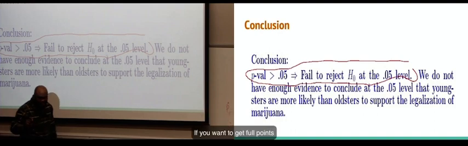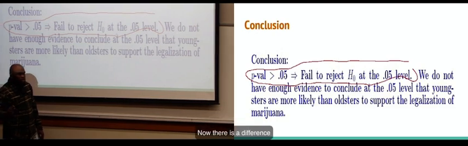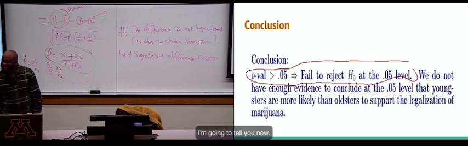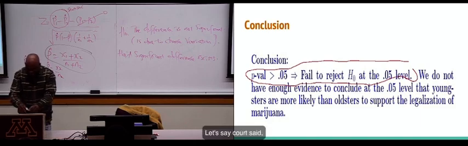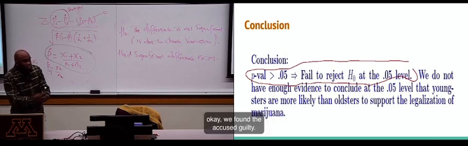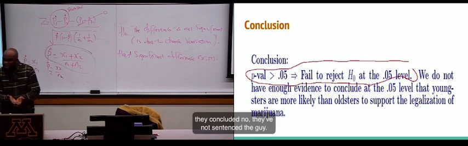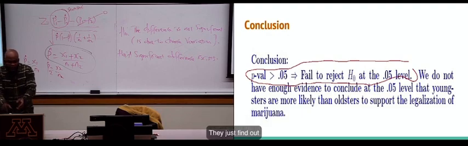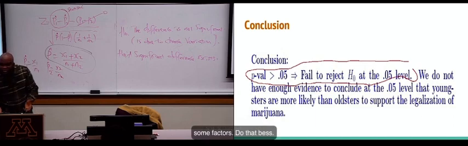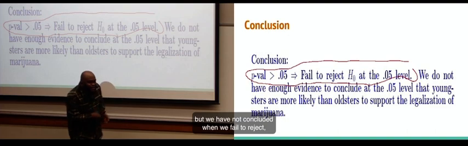Now, take a look at this. If you want to get full points in exam, I need you to pay attention now. There is a difference between a decision and a conclusion. I'm going to tell you now. Let's say court said, based on the sufficient evidence before me, we found the accused guilty. Has the court taken a decision? Have they concluded? No. They've not sentenced the guy. They just find out, because before the court is going to do sentencing, I know they consider some factors. Does that make sense? Now, we fail to reject, but we have not concluded.